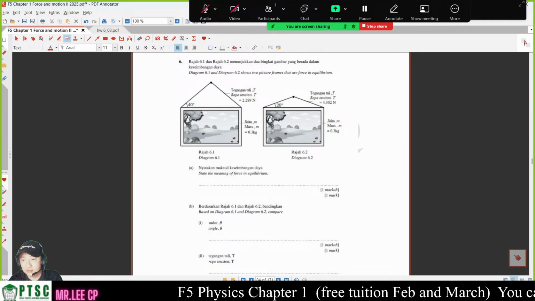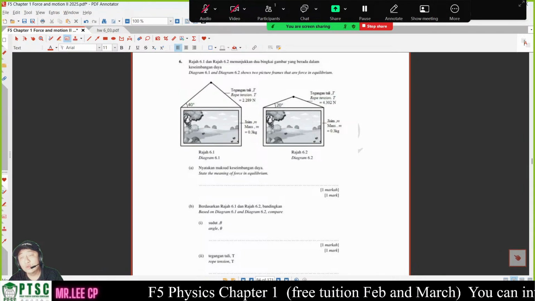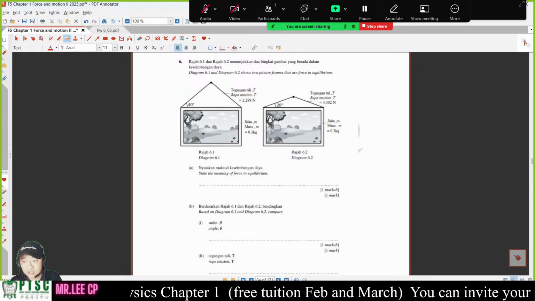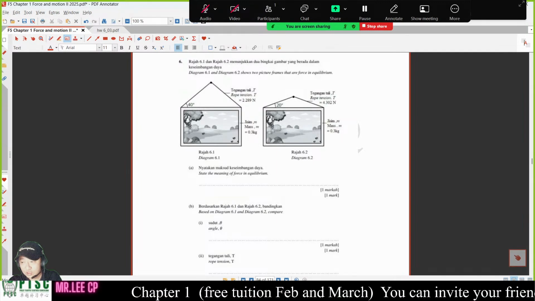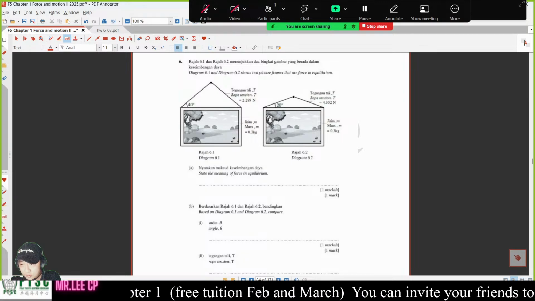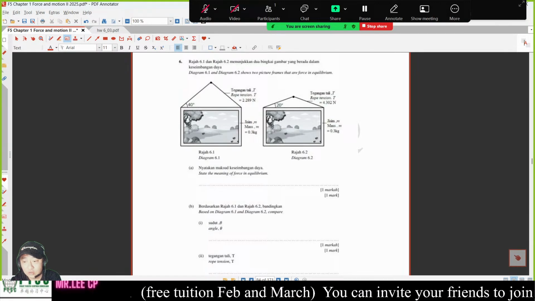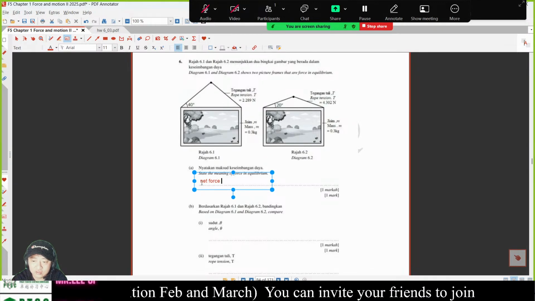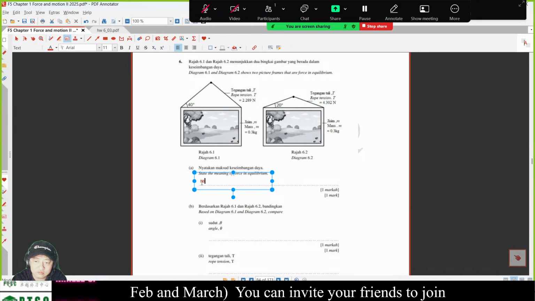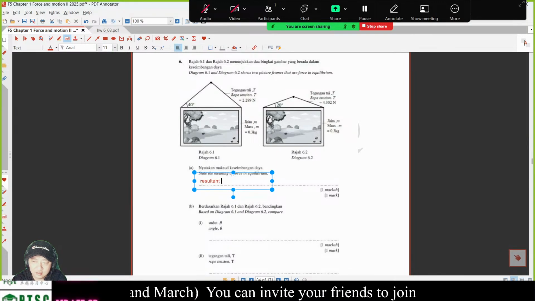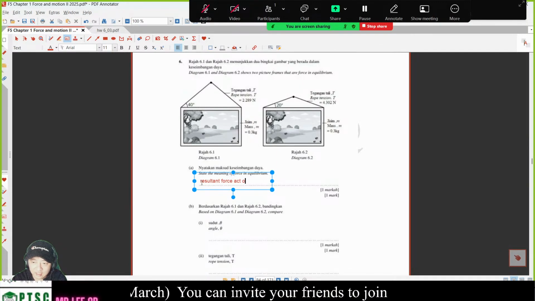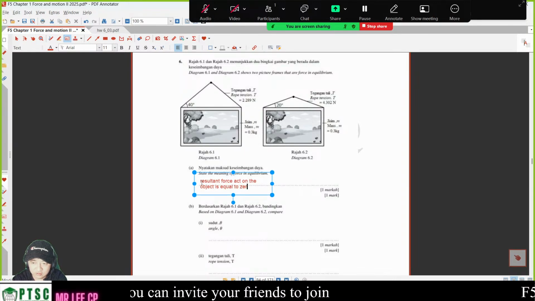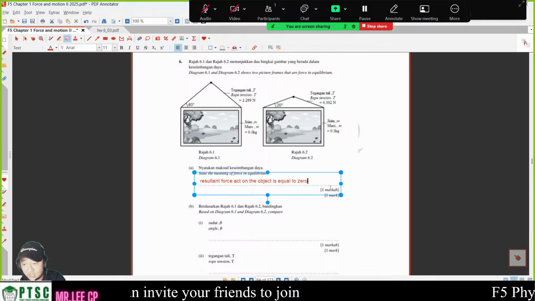Now, diagram 6.1 and 6.2 show the picture frame that is in force equilibrium. 40 degree, 20 degree, right? This is 0.3 kg, this is 0.3 kg. What is meant by force in equilibrium? Force in equilibrium means the net force or resultant force acting on the object is equal to 0.